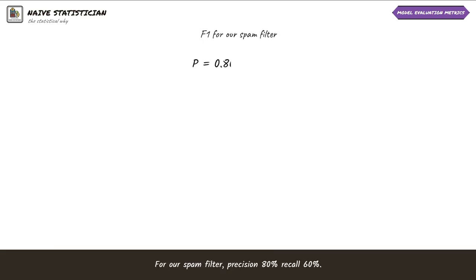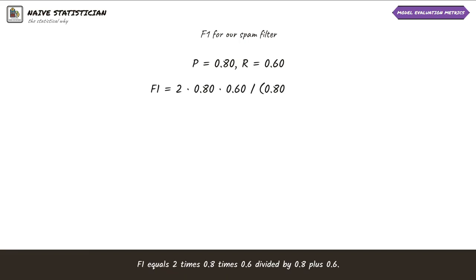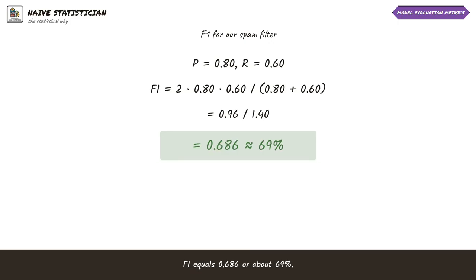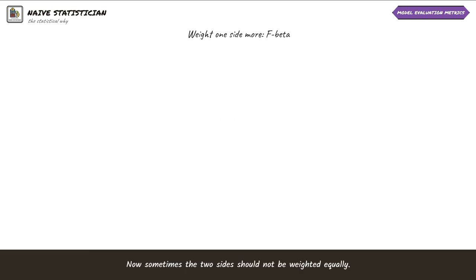For our spam filter, precision 80%, recall 60%. F1 equals 2 times 0.8 times 0.6 divided by 0.8 plus 0.6. Numerator 0.96, denominator 1.4. F1 equals 0.686 or about 69%. Now sometimes the two sides should not be weighted equally.